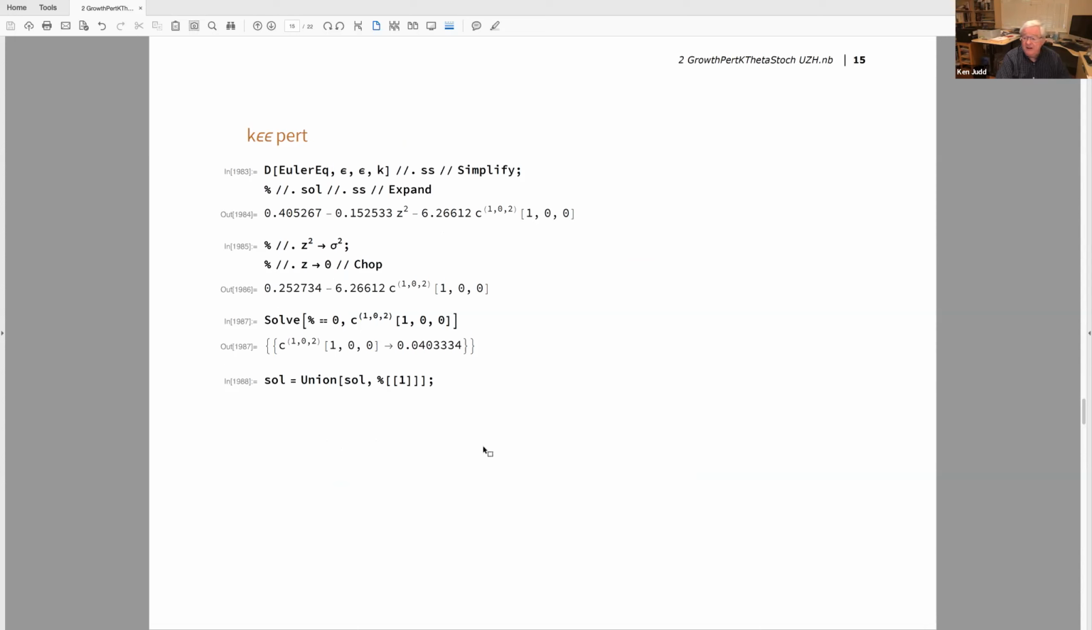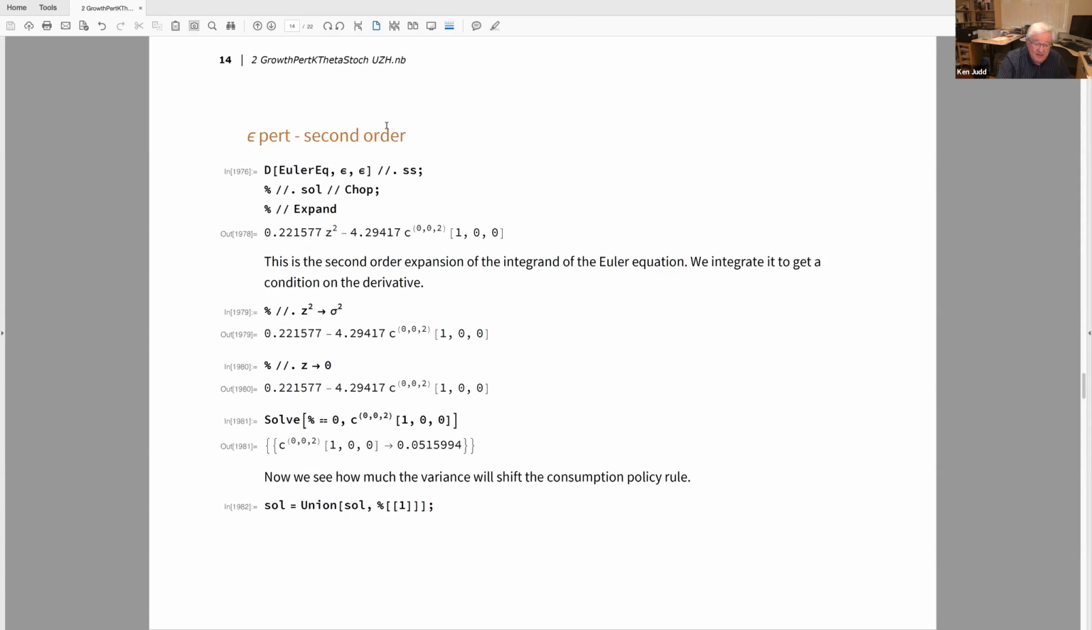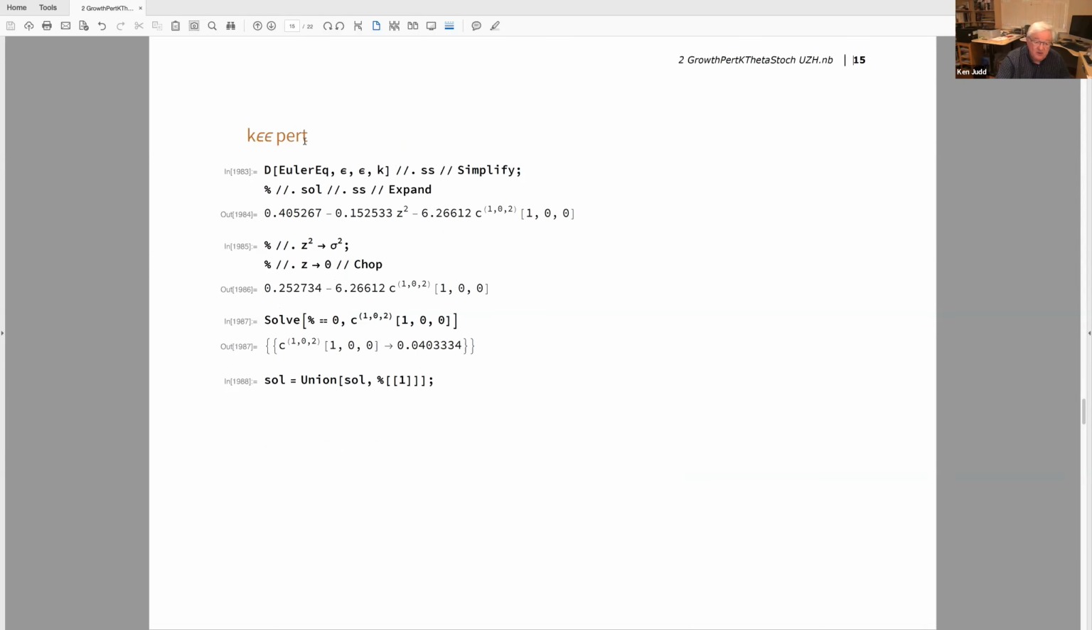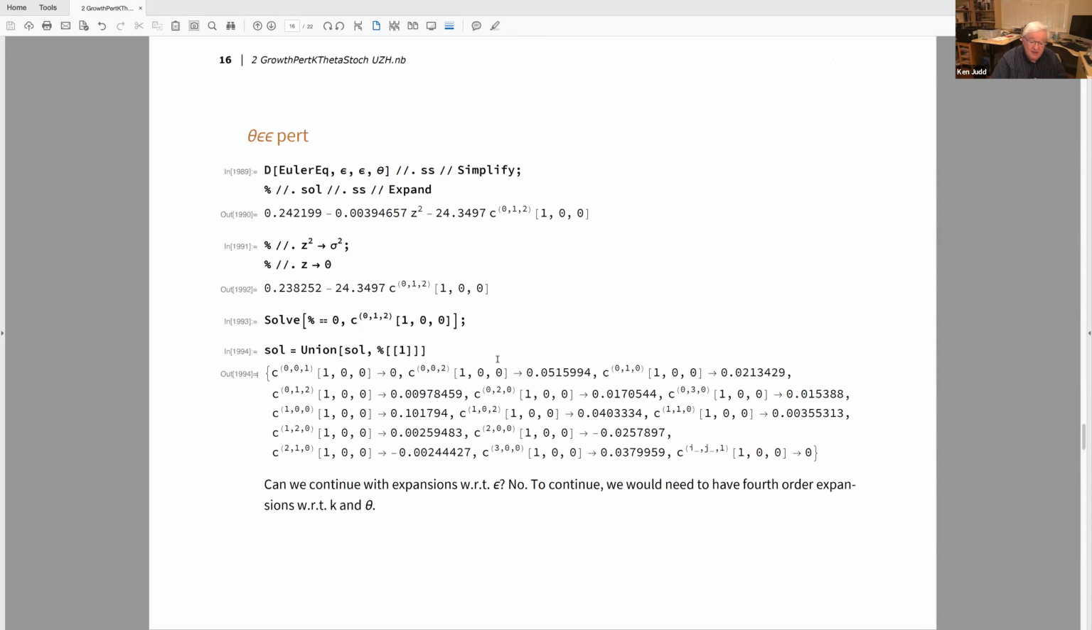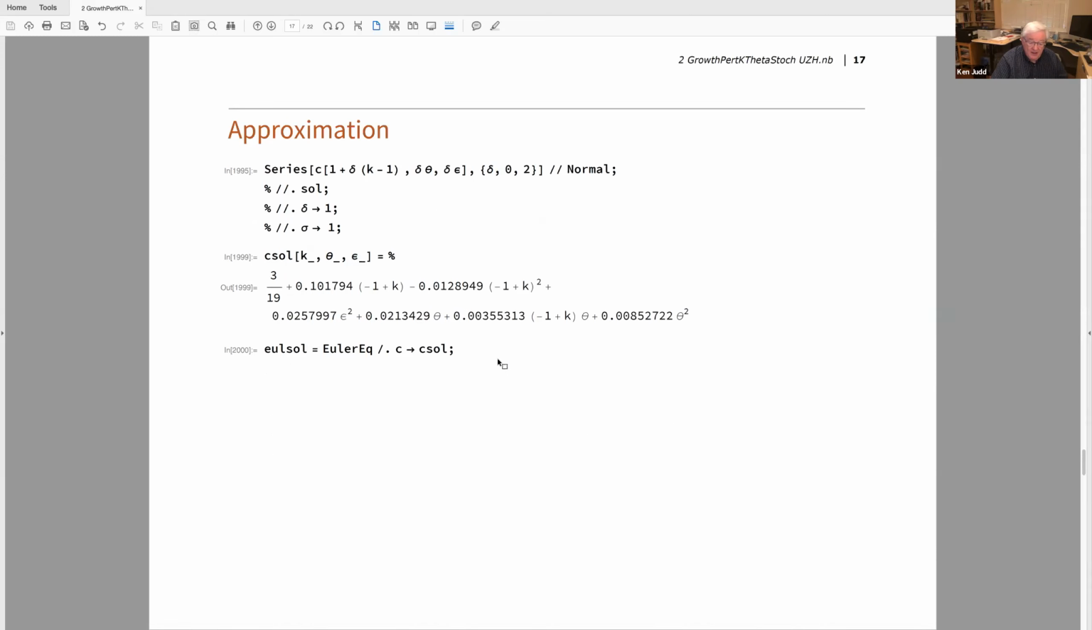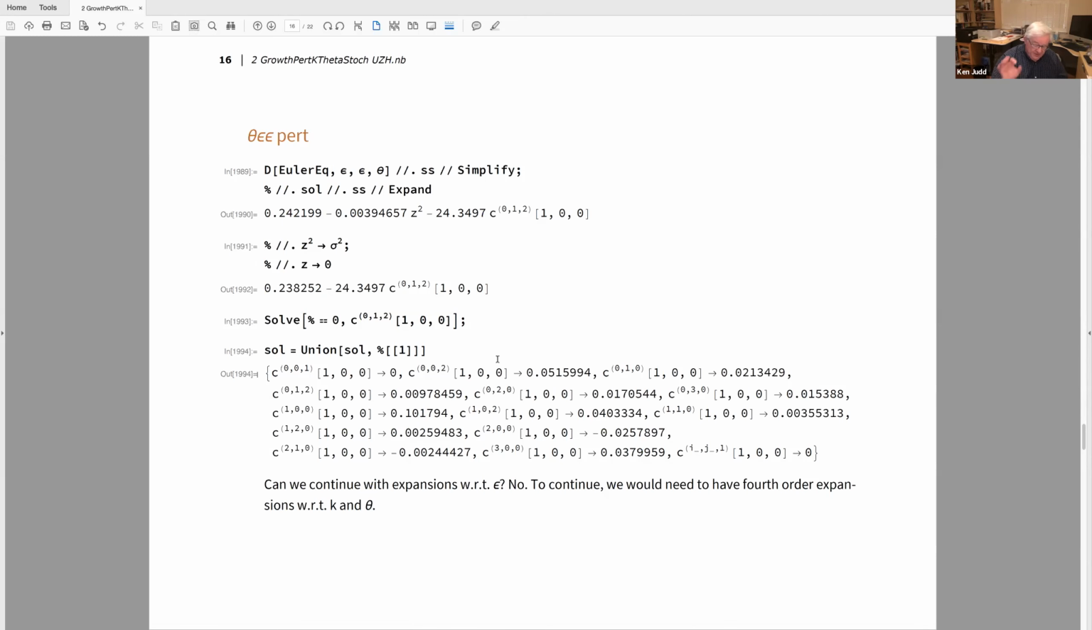Now we've got to do the perturbations. Okay, this is second order epsilon, but now let's do the second order, which is a third order thing between K and epsilon, and we find that the cross partial has that value. Theta epsilon has that value. So now what we have is a third order Taylor series expansion around the steady state of K equals 1, theta equals 0, epsilon equals 0. And we have a third order expansion in those three variables.